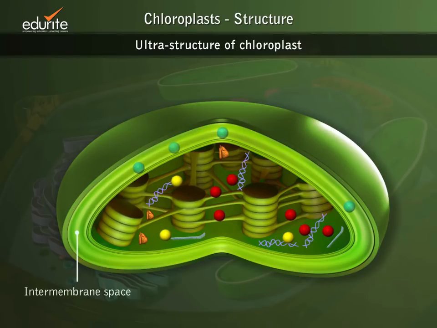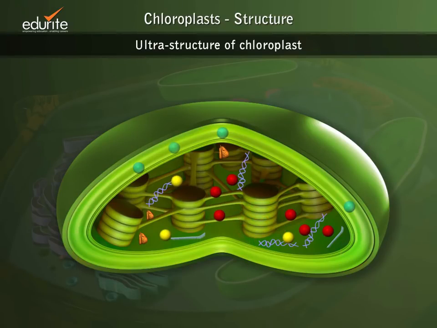1. The intermembrane space between the inner and outer membranes of the chloroplast envelope. 2. The stroma, which lies inside the envelope but outside the thylakoid membrane. And 3. The thylakoid lumen.